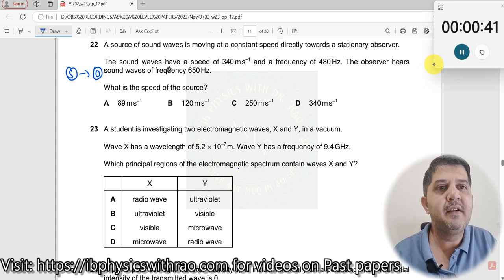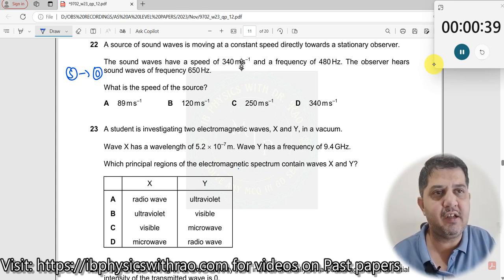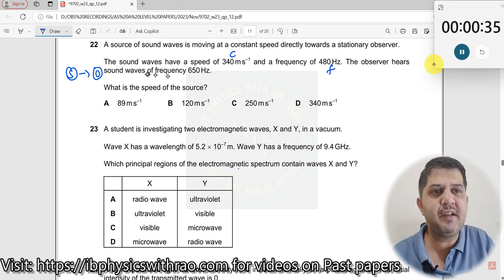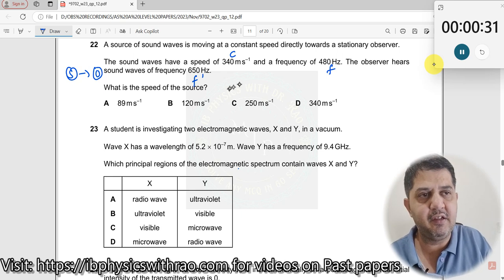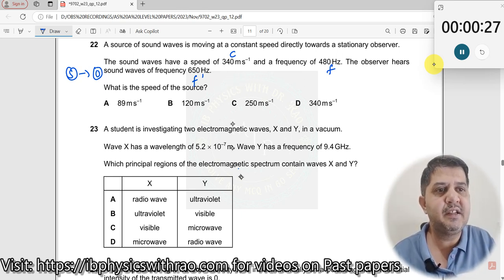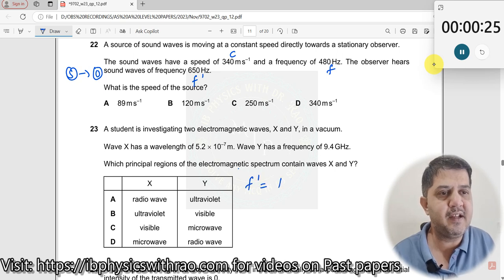The sound waves have a speed of 340. This is c, with a frequency of 480. The observer hears a frequency of 650, f dash. What is the speed of the source? So what is the formula here? The formula is f dash is equal to fc divided by c minus vs.